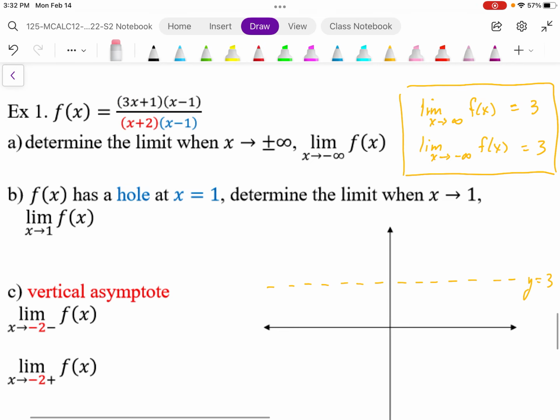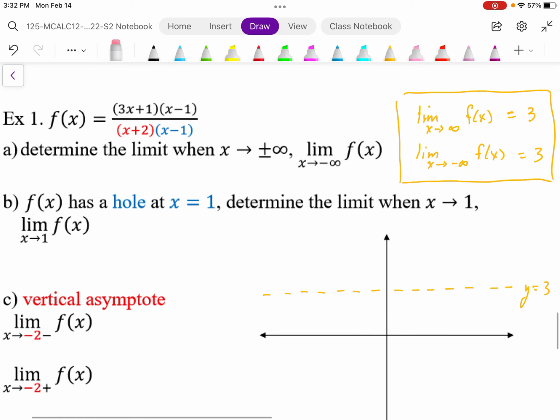When we talk about a hole, before what we did was we canceled out. Okay, we know it's a hole because it cancels. And then we plug in x equals 1 into here and here, and we get 3 plus 1 over 1 plus 2, and that determines the y coordinate of the hole. So we've done this before, but now we're just going to write it more formally.